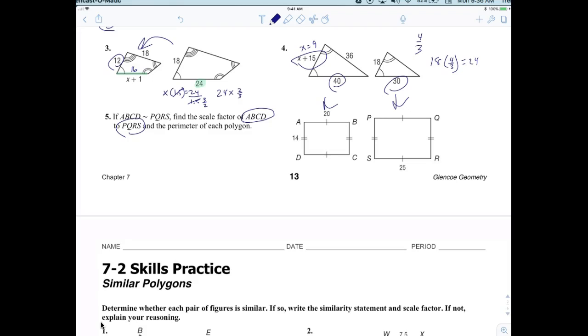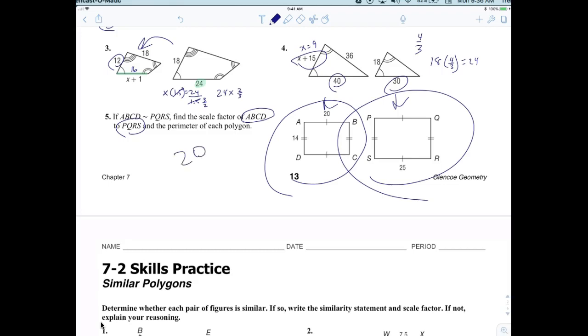So if something is 2 times bigger, it's 1/2 smaller. You understand what I'm saying? So in this case, it's asking ABCD to this right here. So it's just 20 over what? 25, which is 4/5. You agreeing with me on that now? Yeah. So the scale factor is just 4/5. So if I'm trying to find the smaller side, I would multiply by 4/5. If I'm trying to find the larger side, I would multiply by 5/4.